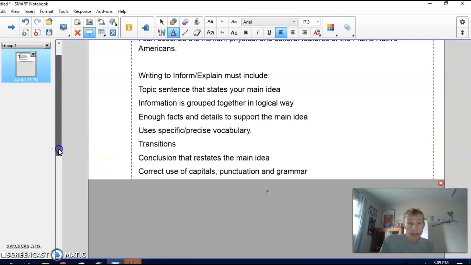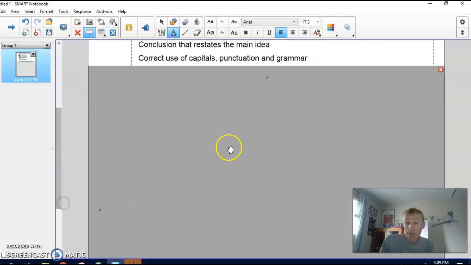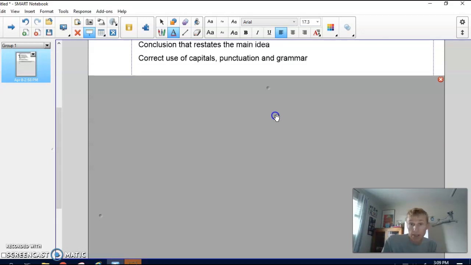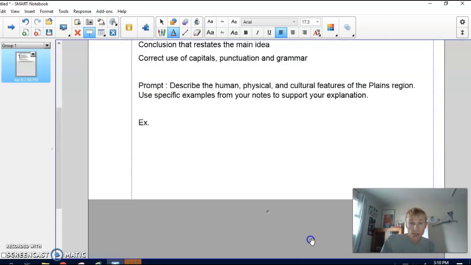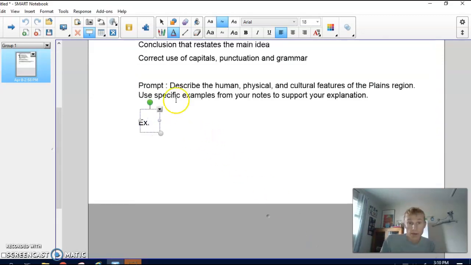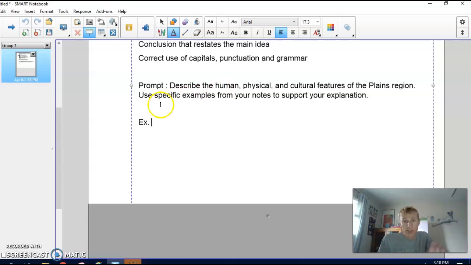So I am going to go ahead and help us get started on this first paragraph together. All right, so here's our prompt. Describe the human, physical, and cultural features of the Plains region. Use specific examples from your notes to support your explanation. So you should have great notes. Mrs. Kendall's been helping you gather these notes, and you should have added to your notes as you did a little bit more reading and maybe watched the video. So now we're going to apply what we've learned.